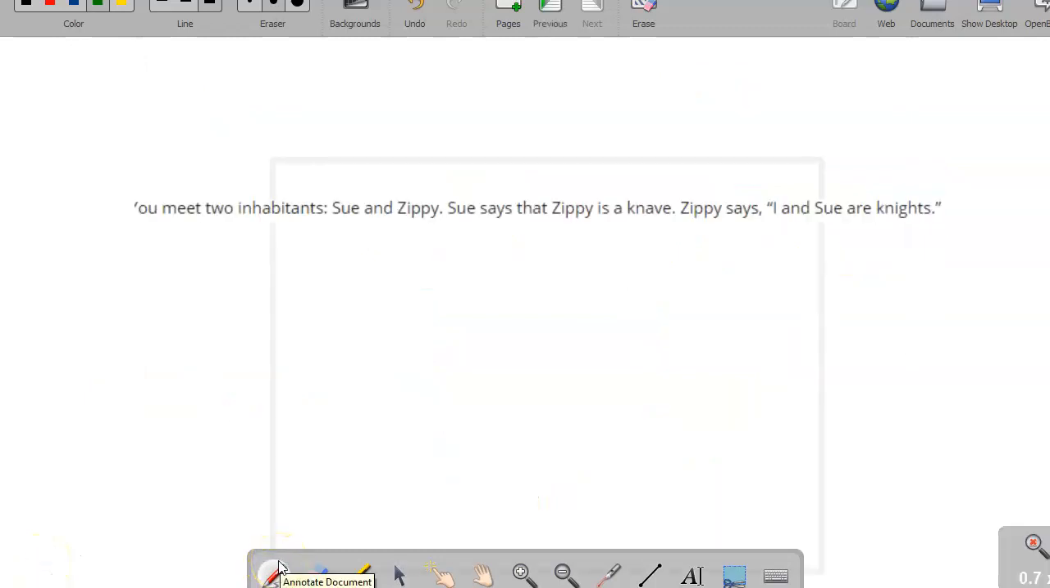So we're again encountering a few knights. In this case, their names are Sue and Zippy. Well, are they knights or are they knaves? Let's find out. So Sue says Zippy is a knave. So Sue is going to tell us that Zippy is a knave, so Zippy is not a knight. So Sue says Zippy is not a knight.